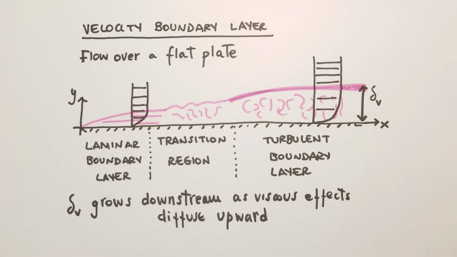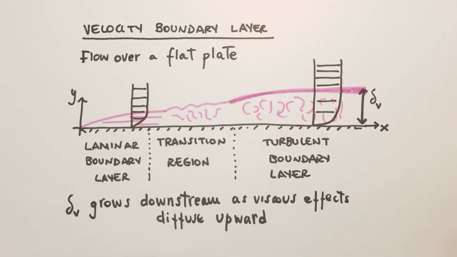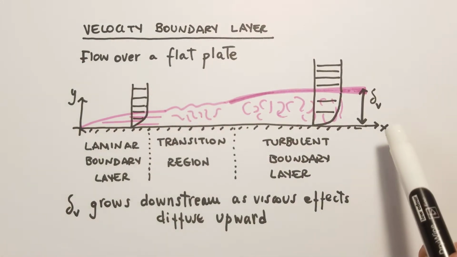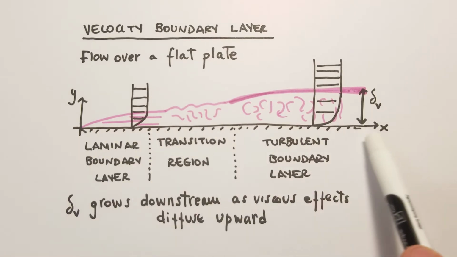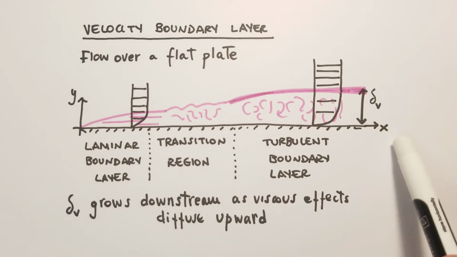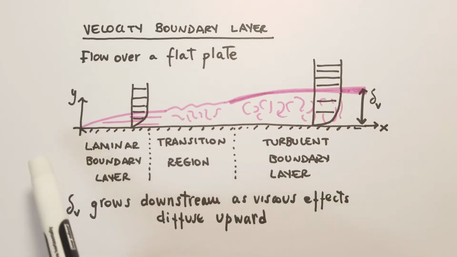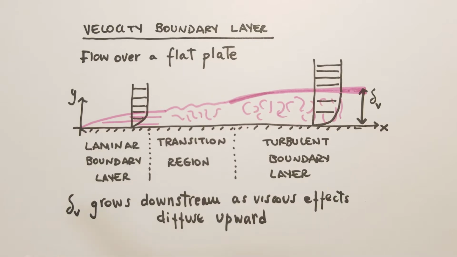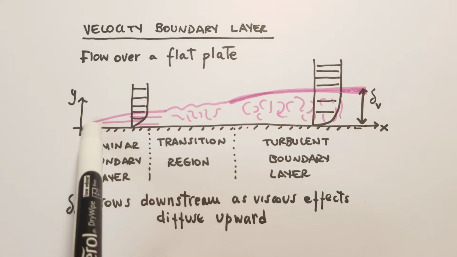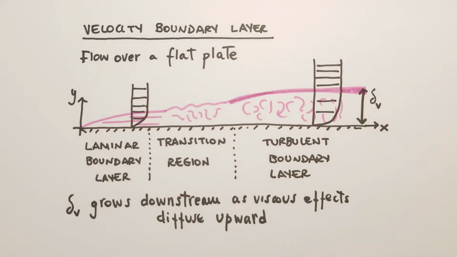With slightly more detail, we can define a coordinate system x, where x is the streamwise coordinate, so it runs downstream, and it's zero at the leading edge of a flat plate. And y is the wall normal coordinate, so it's zero at the surface of the wall and increases as we move away from the wall.